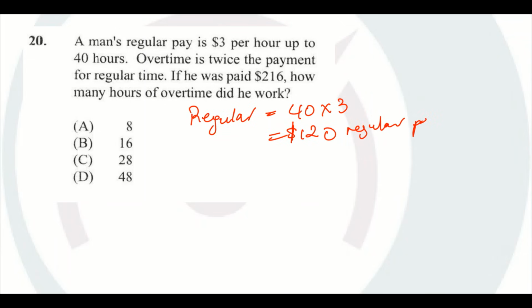Alright. Then he took home 216 minus 120. I don't know why my minus sign is right there. But let me clean that up. Alright. So now we have 0 from that. And then we're left with, what did I just say?